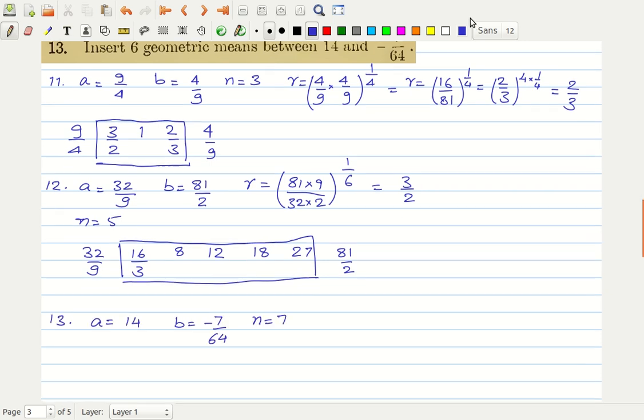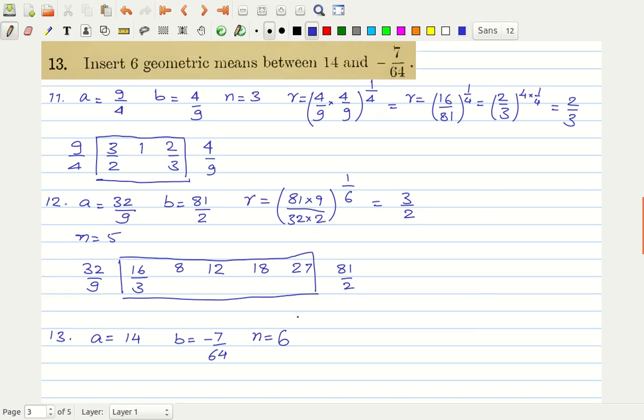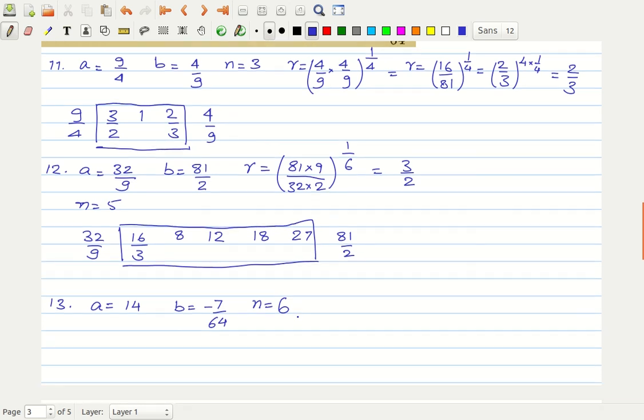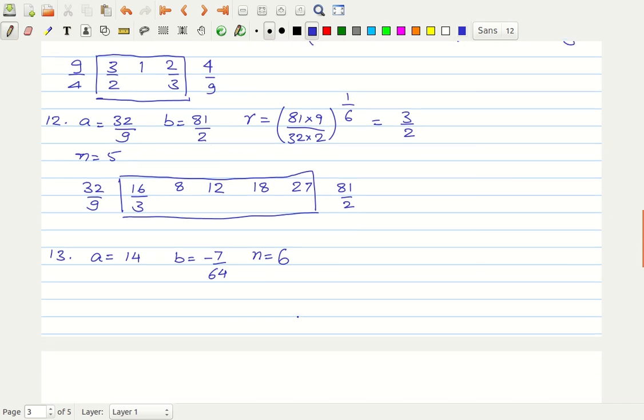Okay, so now let us look at problem number 13. We have to insert 6 geometric means. So n is equal to 6 actually. Okay, so now we have to insert 6 geometric means between 14 and minus 7 by 64. So A is equal to 14, B is equal to minus 7 by 64, and n is equal to 6.